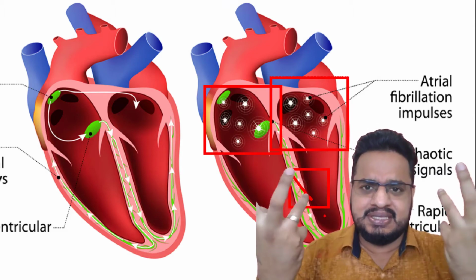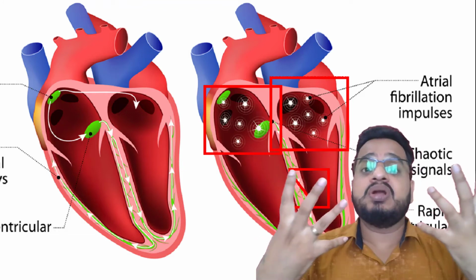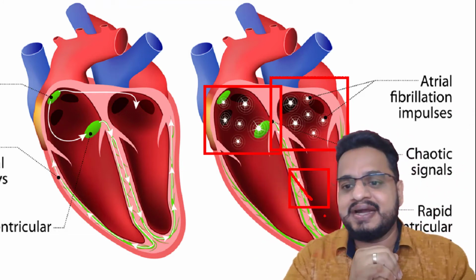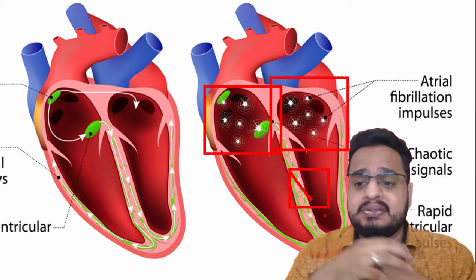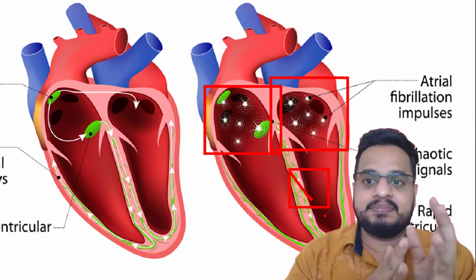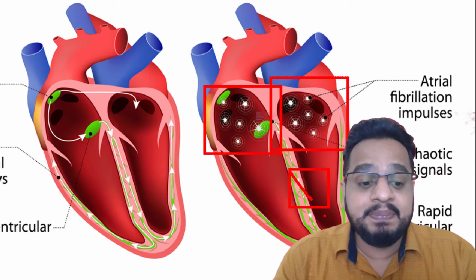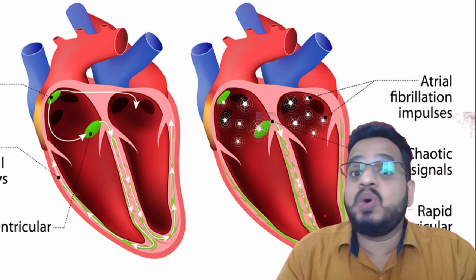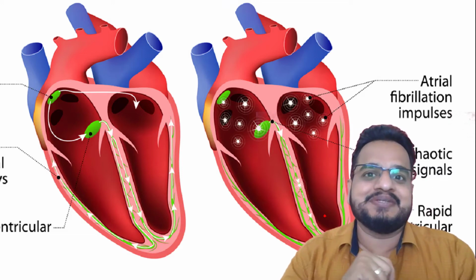Chaotic signals. From anywhere the signals are coming, the magnitude is more than required or less than required. Understand? And the ventricular impulses are very rapid, so that the normal rhythm, the normal automaticity of the impulses, is not there. What I just wanted you to understand is the automaticity.